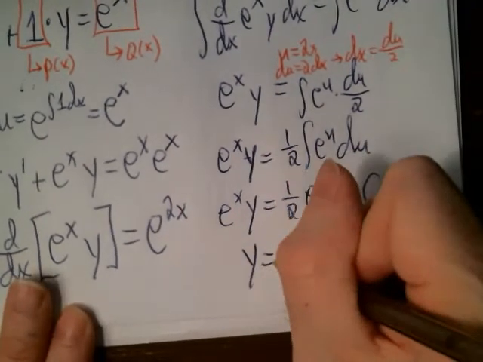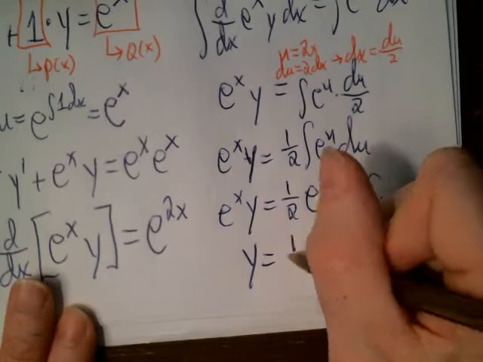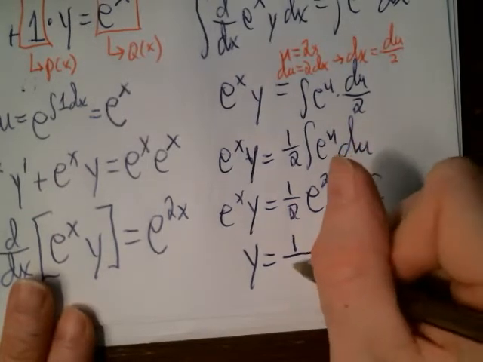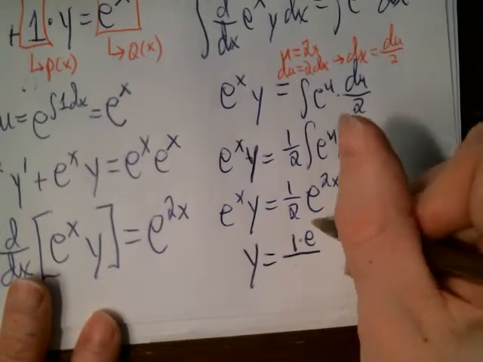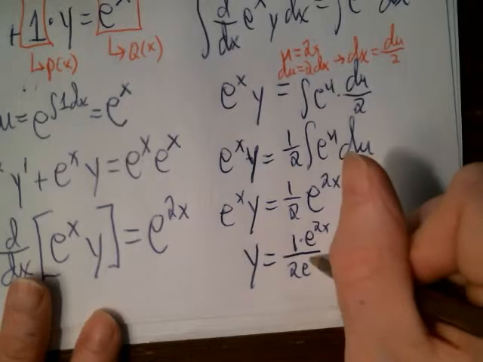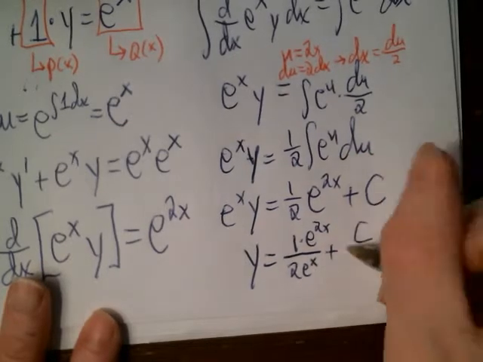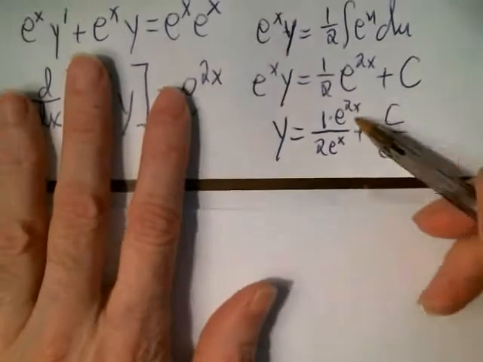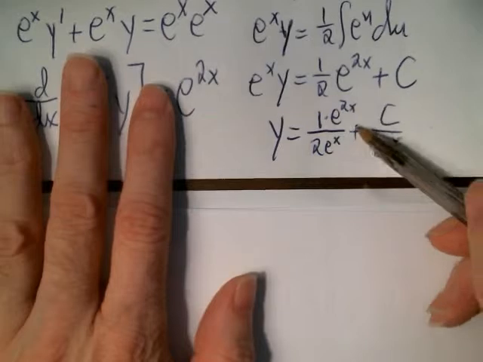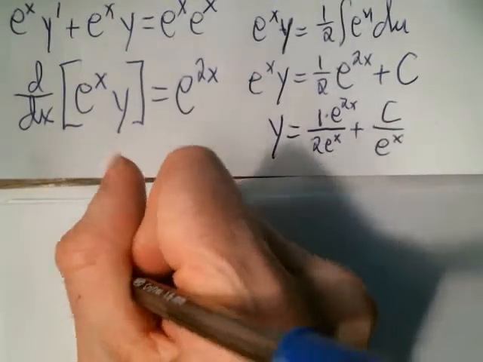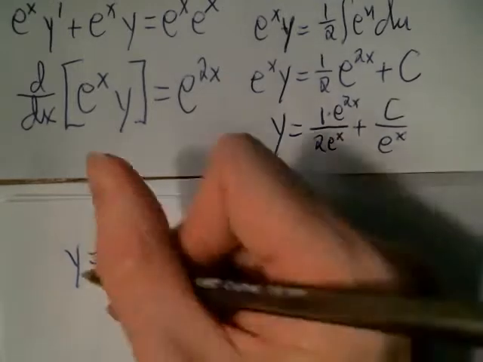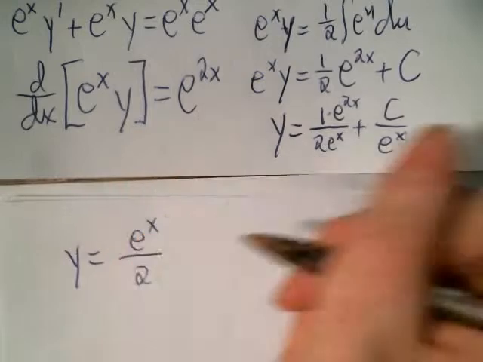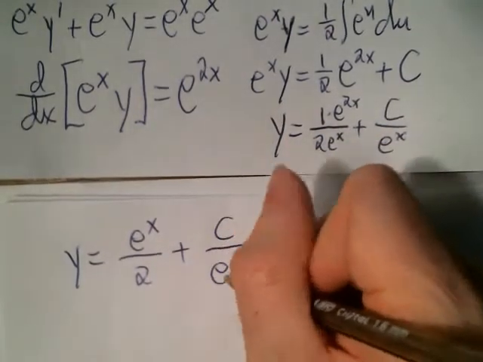In doing so, I get y equals 1 all over e to the 2x all over 2e to the x plus c all over e to the x. And then right here, you could subtract the exponents, the quotient rule for exponents. It'll be e to the 2x minus x, which will just be e to the x. Okay, so you'd end up with e to the x all over 2. And then plus c all over e to the x.